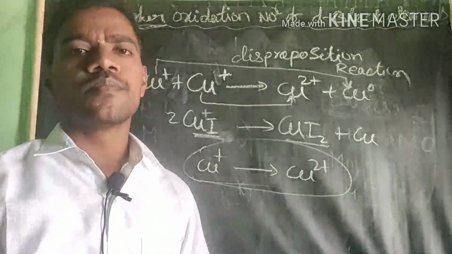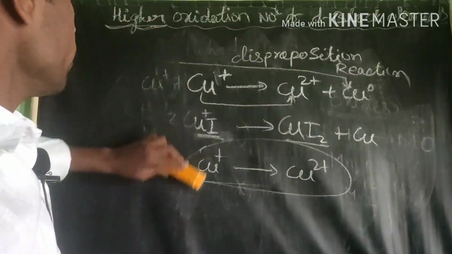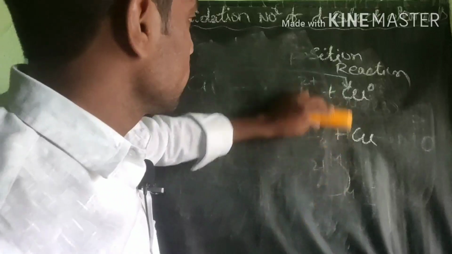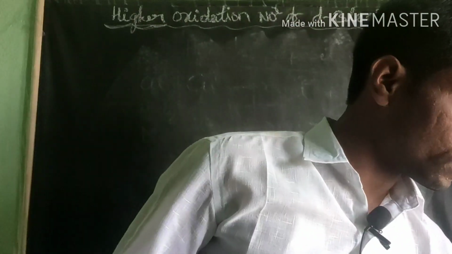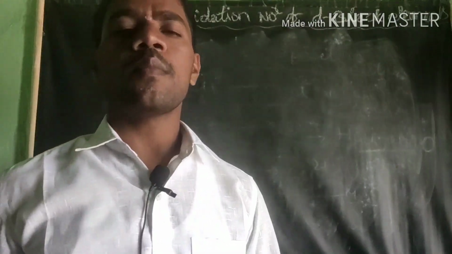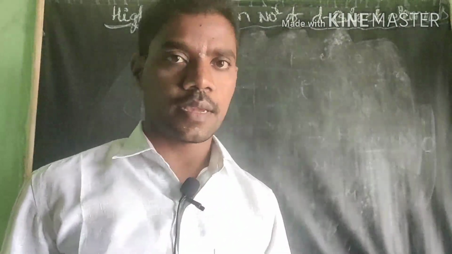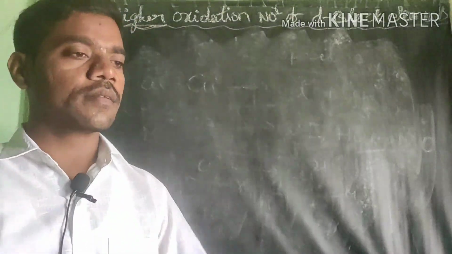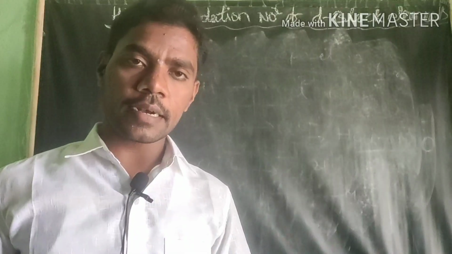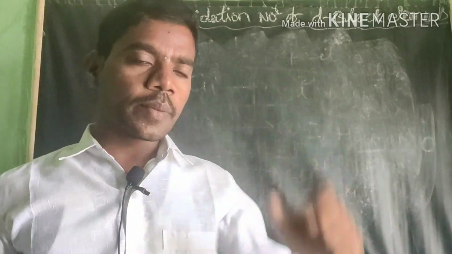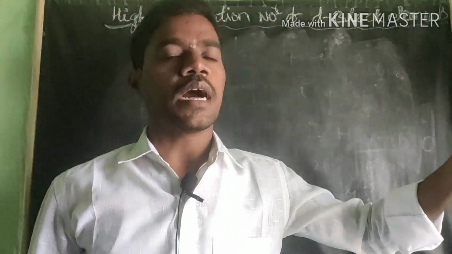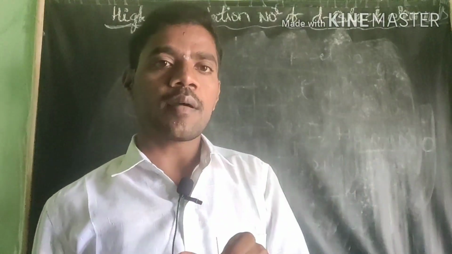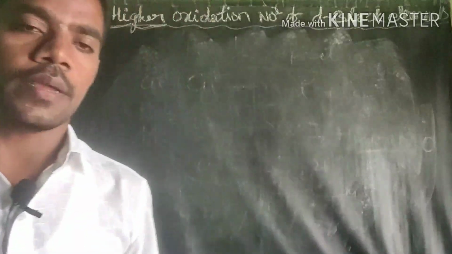And one more thing, I will give you one very important chart. You see here, some of the metal oxides are there. Metal oxides with lower oxidation number act as basic, in the middle they act as amphoteric, and higher oxidation number act as acidic. How they act and what the examples are, I will give you right now.